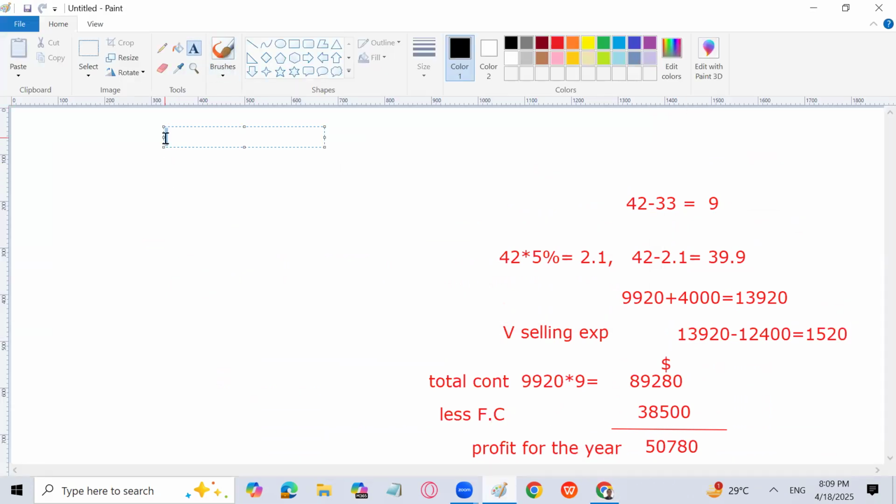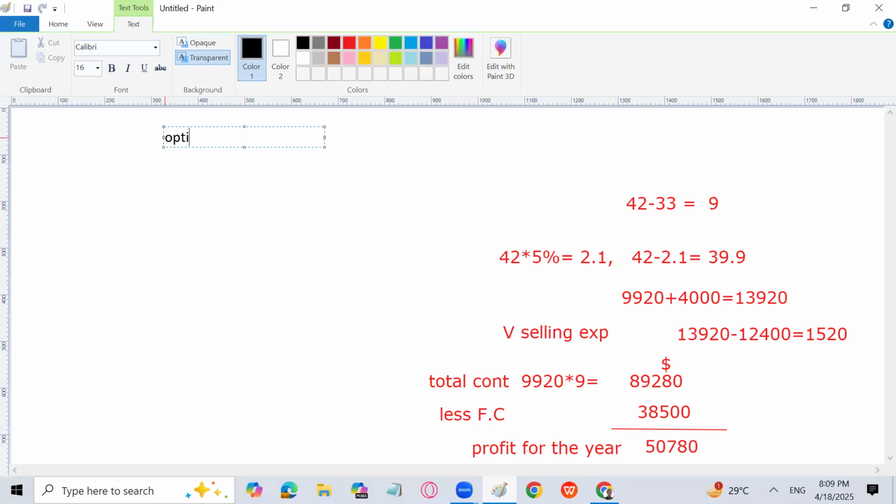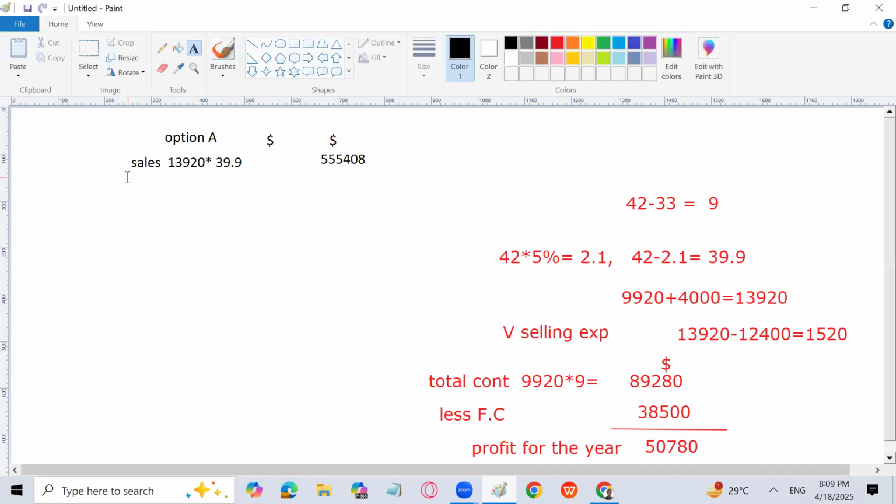So let's calculate option 1. Option A, okay. So let's go for the sales. Sales is going to be 13,920 multiplied by the selling price of 39.9. What is the amount of sales? 555,408. And you have to round it if there are any figures in the decimal points.